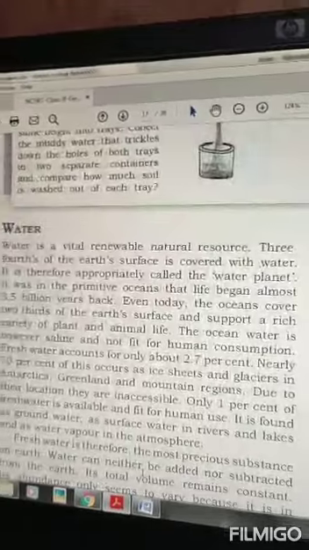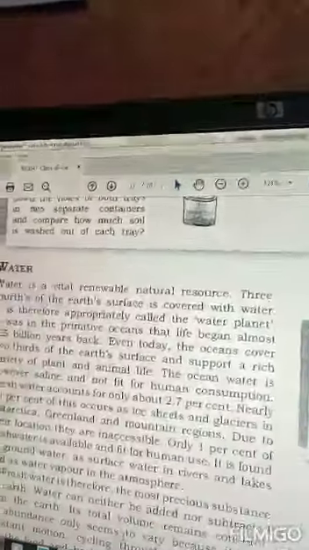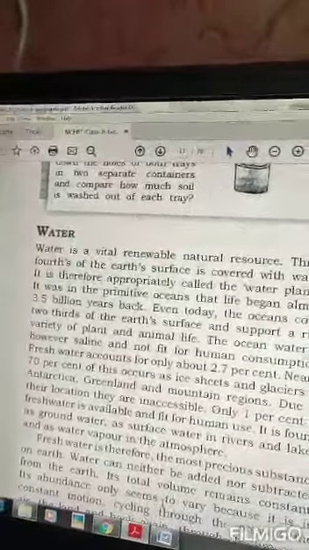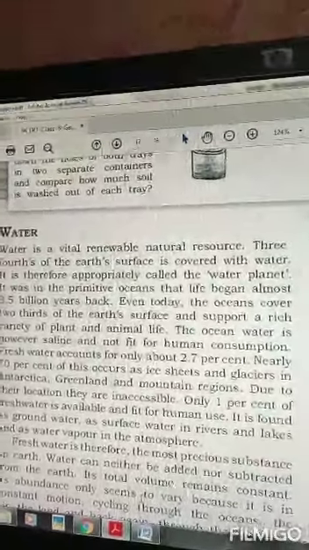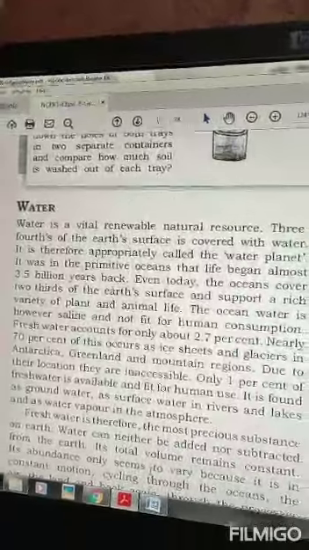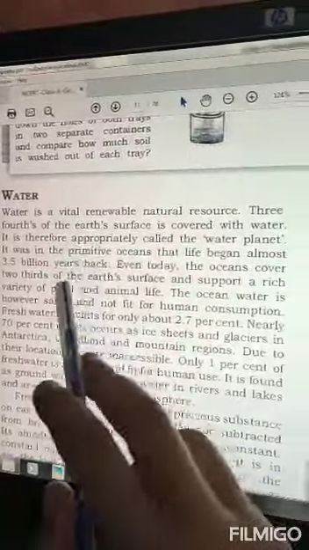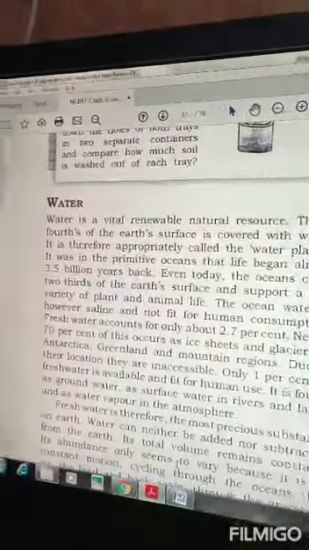Now you know water is very important to us. Earth is called the water planet. Why? Because 71% of Earth is covered with water. And life started in the oceans 3.5 million years back.